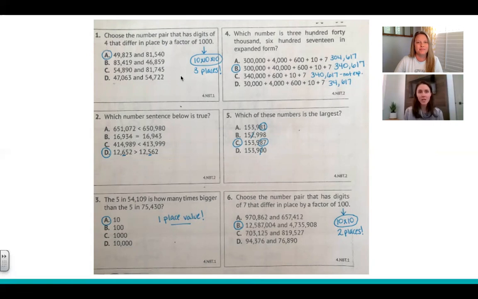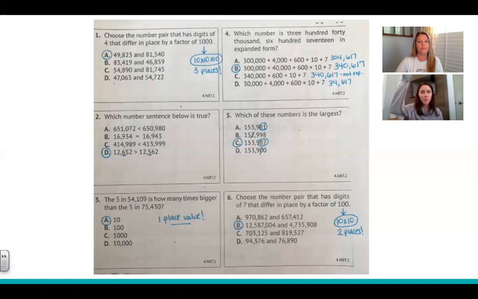So thinking back to the anchor chart that Miss Patterson just explained at the top, where she's explaining the jumps, that's exactly what you're doing here. In A, you can see the first 4 is sitting in the 10,000s place, and in the second number, the 4 is sitting in the tens.